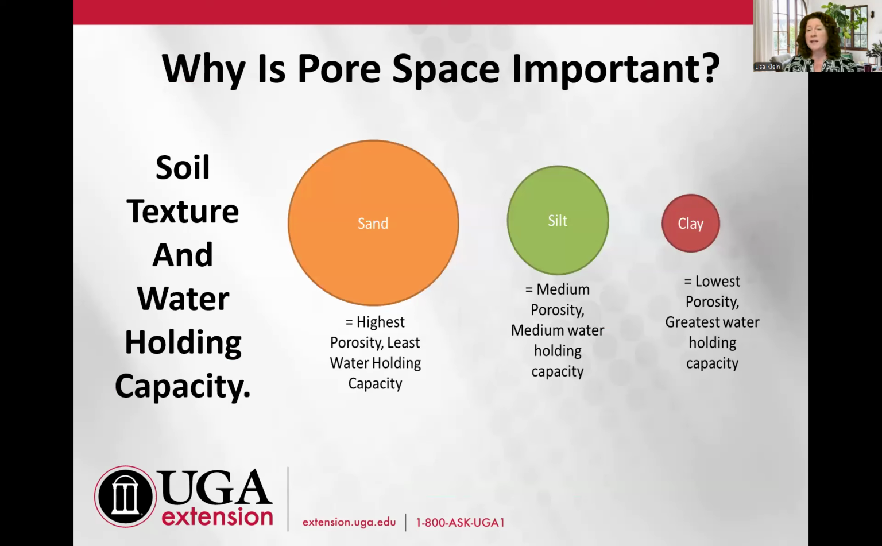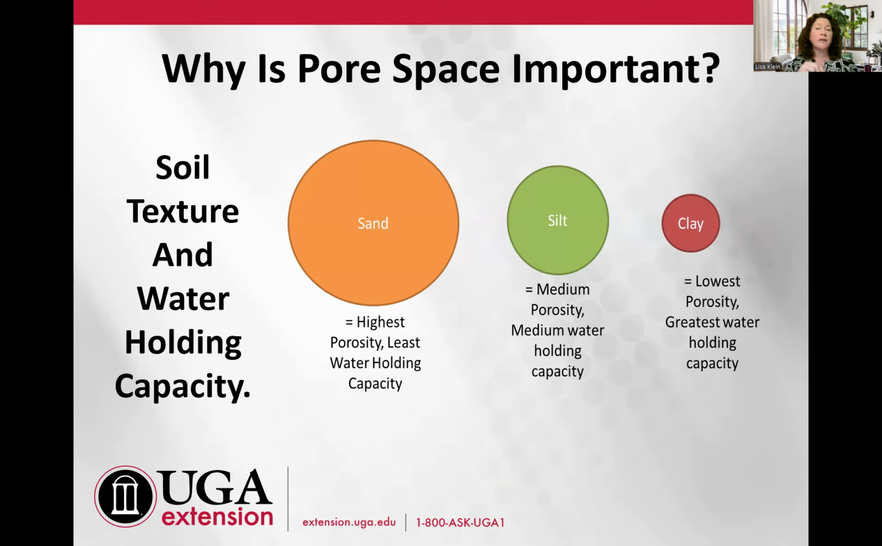So why is pore space important? Well, obviously for oxygen, because your plant roots need something, right? So that's also going to be your water holding capacity. As I mentioned before, sand is the biggest particle of them all. This is kind of a representation of what these different particles will look like. So it's going to have the highest porosity, meaning rain is just going to filter down through really quick. It's not going to hold water very well.